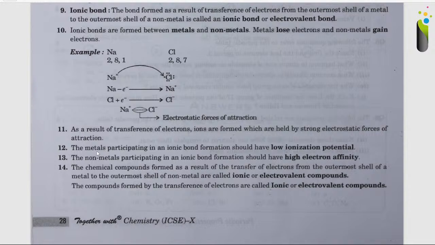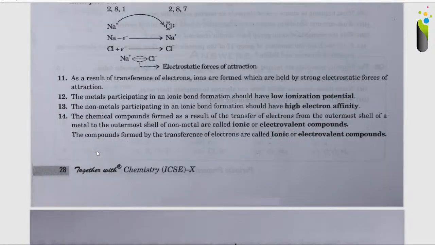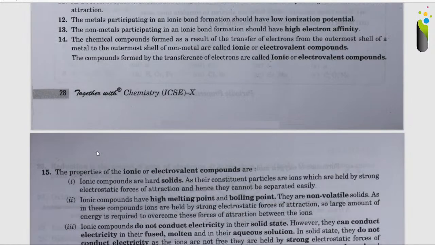The chemical compounds formed as a result of the transfer of electrons from the outermost shell of a metal to the outermost shell of a non-metal are called ionic or electrovalent compounds. The compounds formed by the transference of electrons are called ionic or electrovalent compounds.